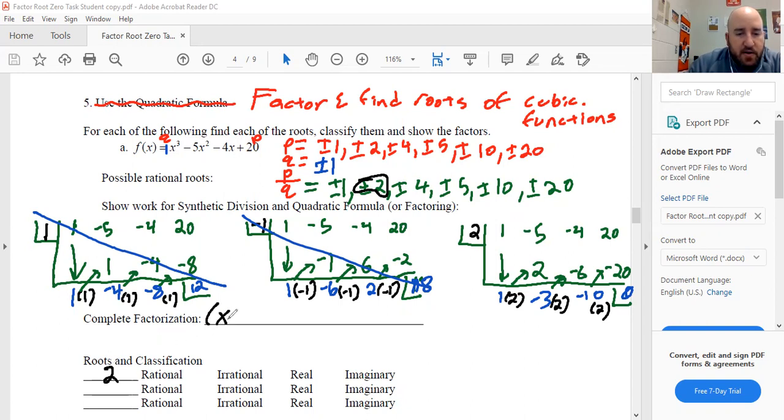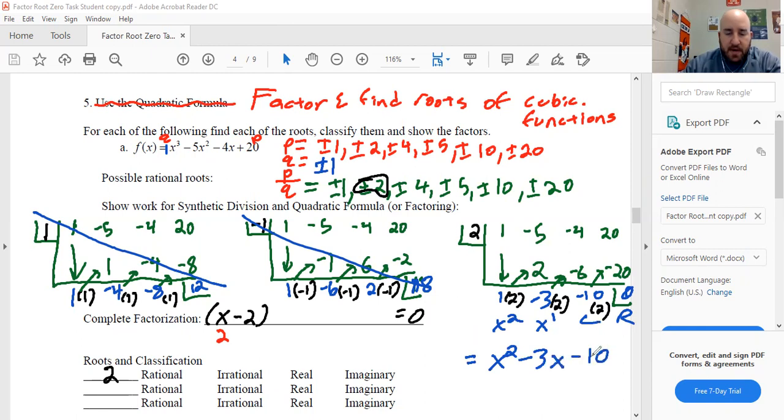That means my factor is x minus 2, because I got to use the opposite sign. When I set it equal to 0, what's going to cancel out -2 is the +2. So that's where it comes in. So I've got one root, one factor. Now when I label this, 0 is my remainder, -10 is my constant, -3 is my coefficient on x to the first, 1 is my coefficient on x squared. So I've got x squared minus 3x minus 10.